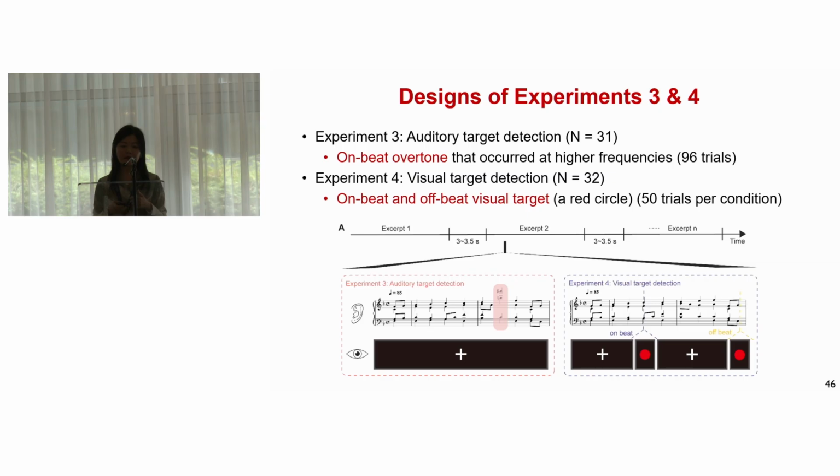And the next experiment is a visual target detection task. Here, when we're listening to music, we present red circles either on beat or off beat. Your task is just to detect those visual targets. It's very easy, and you just ignore the music signals.